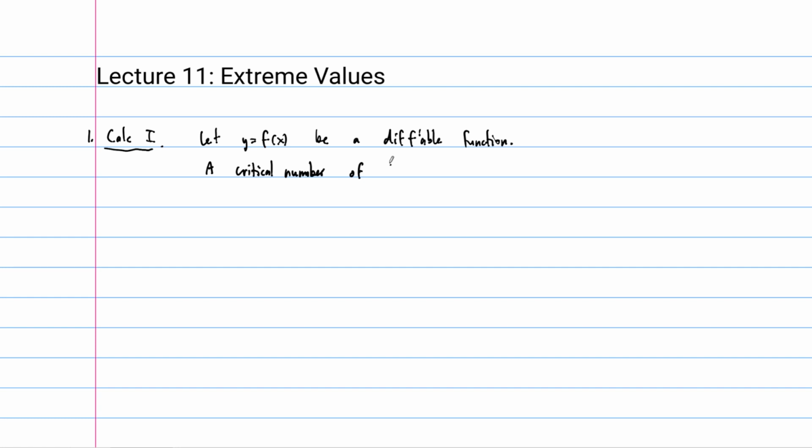A critical number of f is a number, let's call it c, such that one of two things is true. So f prime at c is either equal to 0 or it's undefined. So the derivative is either equal to 0 or the derivative is undefined. This is a critical number. When I say this, the number c should be in the domain of f, where c is in the domain of the function.